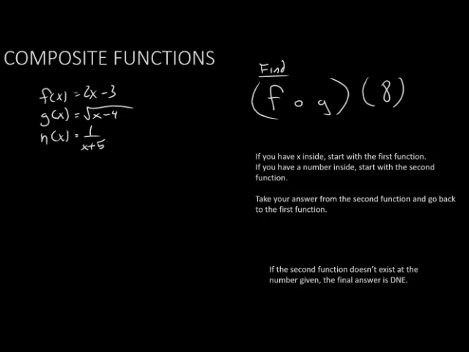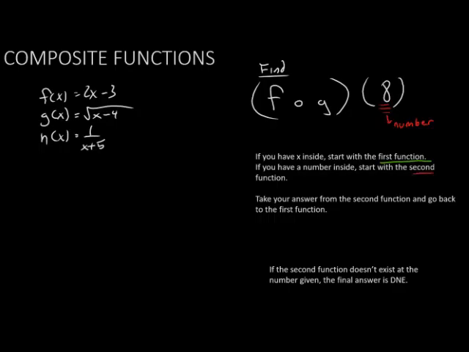Here we'll do one more example of a composite function, except this time, rather than f composite g at x, we are asked to find f composite g at 8, which is a number. When you have a number inside the parentheses, we're going to do things a little bit differently. Previously, we had x inside, and in that case, we started with the first function, which was f in this case. However, when we have a number inside, we go in reverse.